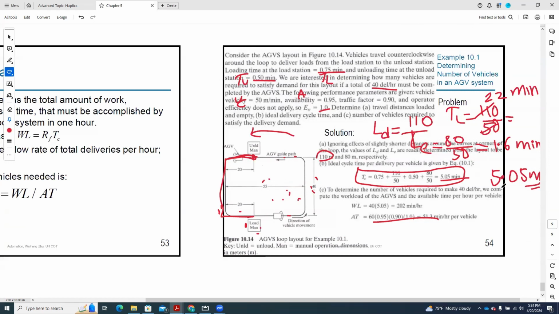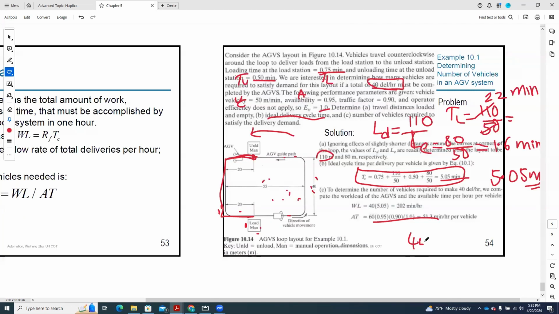Here we haven't even used the available time. We must use that as well. Now, in the ideal delivery cycle time, what is the number of vehicles needed? So 40 deliveries per hour.